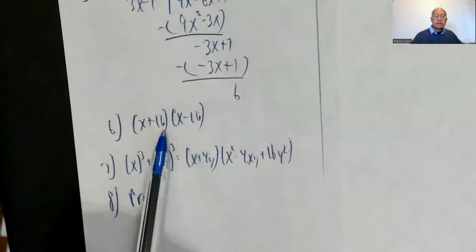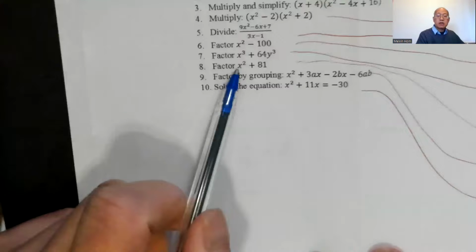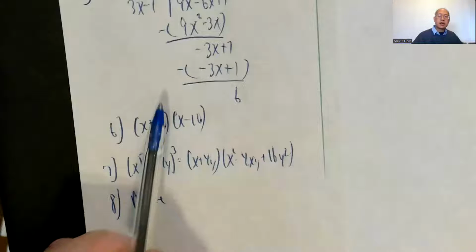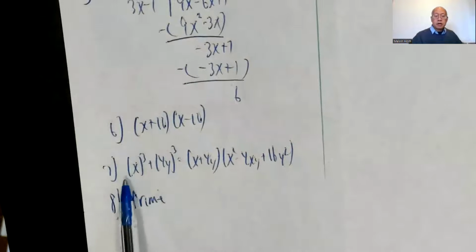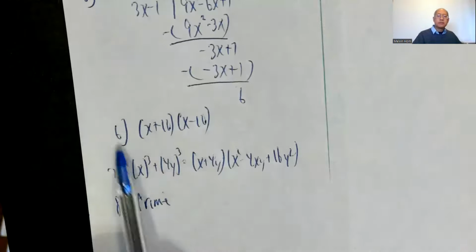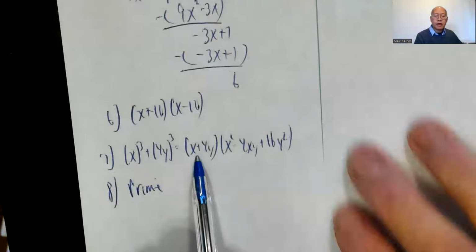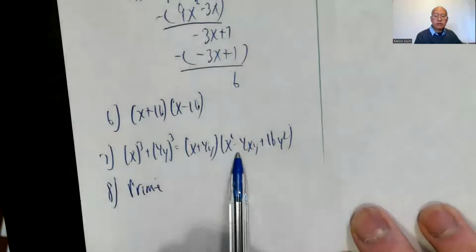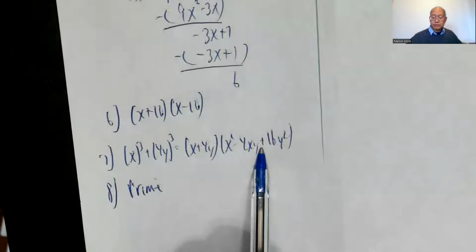Number 6 is the difference of 2 squares. X squared minus 100 factors into x plus 10, x minus 10. Number 7, I use the formula for cubes. X cubed plus 4y cubed. So by formula, it's x plus 4y, and then x squared minus 4xy plus 16y squared.